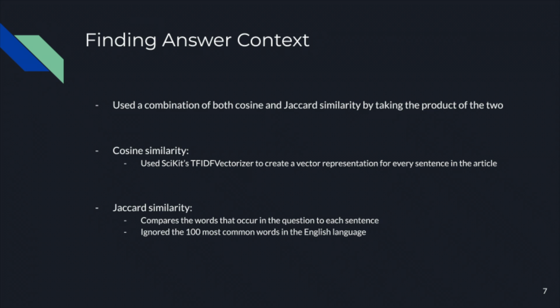We found, however, that the cosine similarity had unreliable results, so we wanted to incorporate another form of comparison, for which we decided on Jaccard similarity. Jaccard similarity compares the words that occur in the question and the sentence. In order to make this even more focused, we ignored the 100 most common words in the English language. In order to combine the two similarities, we just took the product, which we found resulted in the most consistent results.